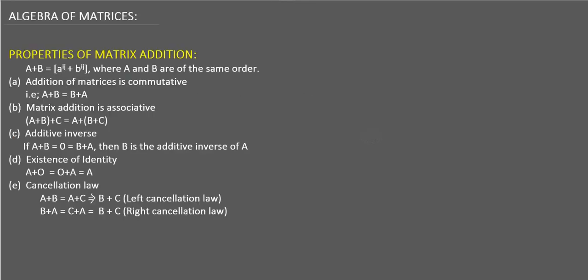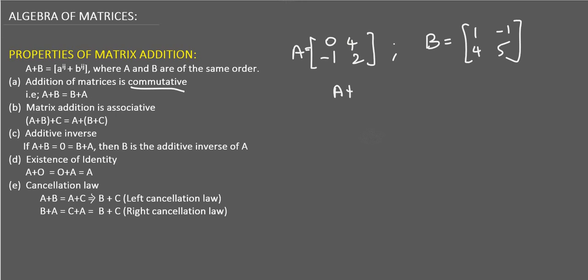Next, coming to this algebra of matrices, properties of matrix addition. Addition is commutative. A plus B is equal to B plus A. For example, I take the matrix A equal to [0, 4; -1, 2] and B matrix equal to [1, -1; 4, 5]. Then A plus B equals B plus A can be written as A plus B equals, we add the corresponding elements. So this is 1, 3, -1 plus 4 is 3, 2 plus 5 is 7, A plus B, and this will also be equal to B plus A.